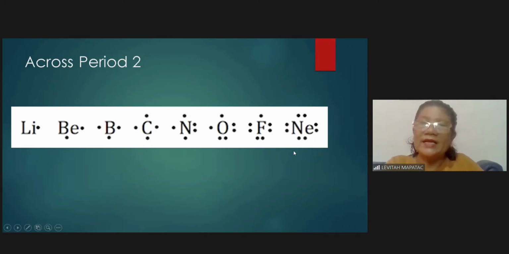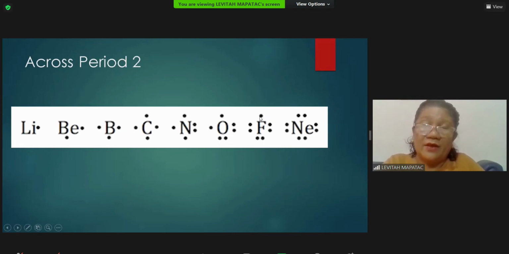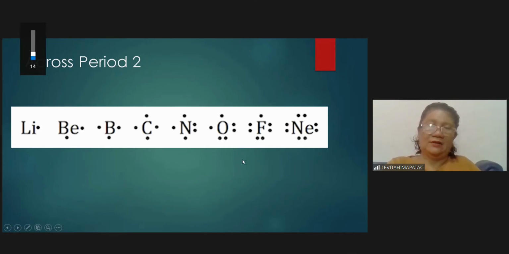As you can see here, neon belongs to group 8. Therefore, how many electrons? 8 electrons. And how many dots? 8 dots. Fluorine is a halogen and it belongs to group 7. Therefore, how many electrons? 7. Therefore, that is 7 dots. The electrons there represent the outermost shell.